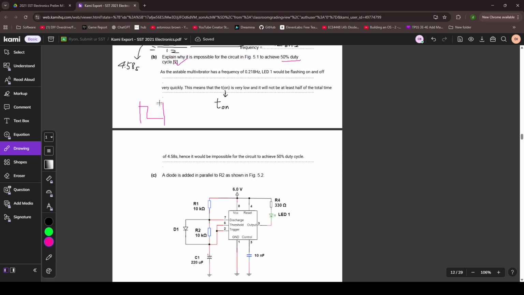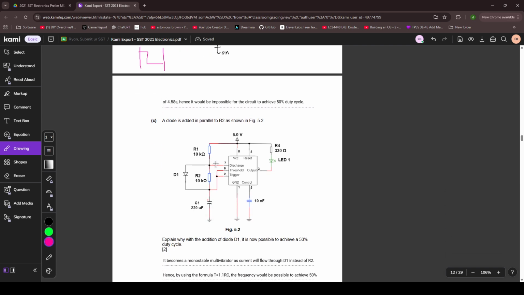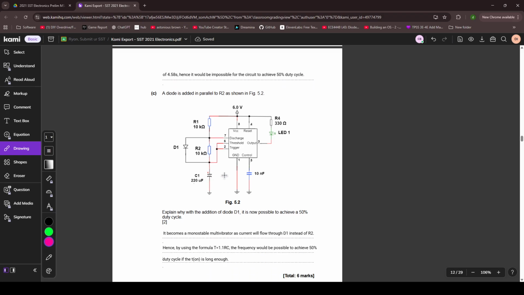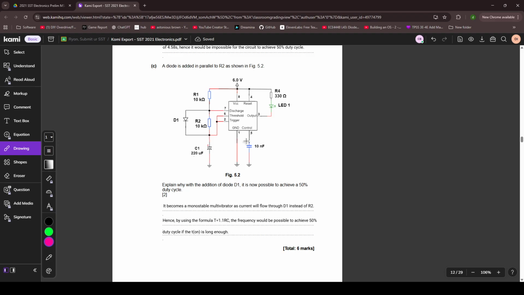So yes, a diode is added in parallel to R2. Explain why, with the addition of this diode, it is now possible to achieve a 50% duty cycle. It becomes a monostable multivibrator, as current will flow through D1 instead of R2. Hence, by using the formula T equals 1.1 RC, it would be possible to achieve 50% duty cycle if the T on is long enough.